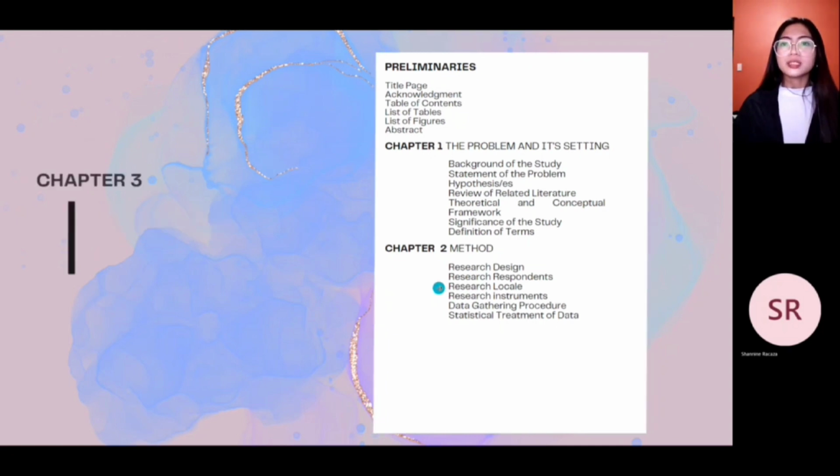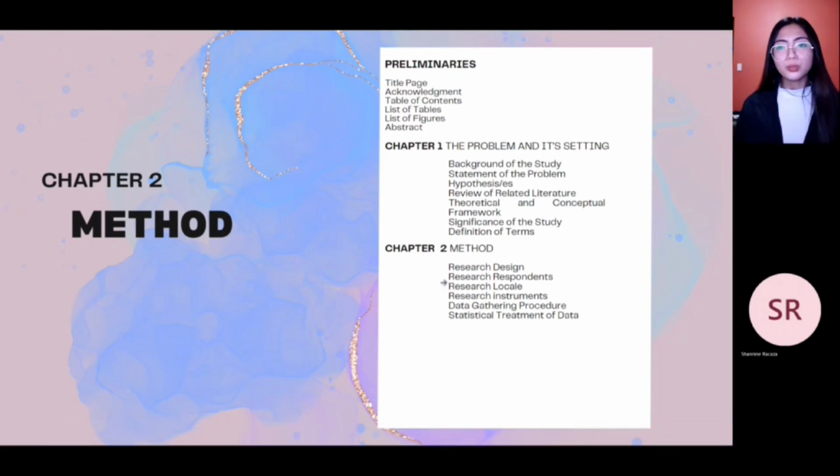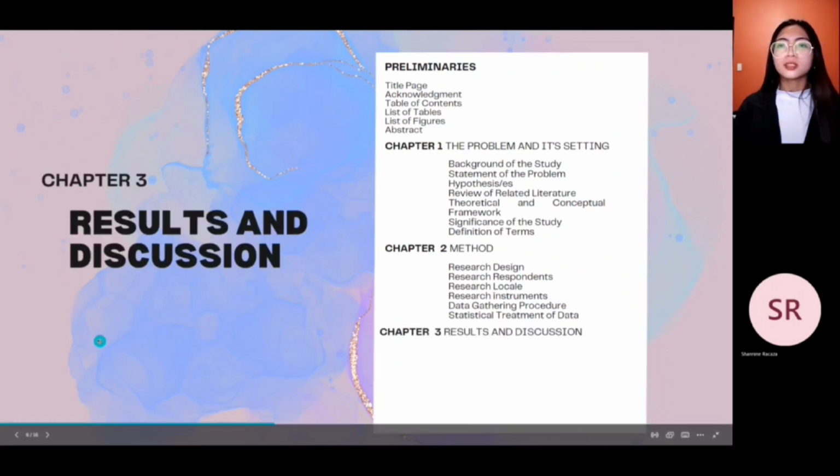And then for the next one is research locale. This one contains the information about where did you conduct your study. It is all about a place, the setting of your study. So you're going to discuss a brief information about where did you conduct your study.